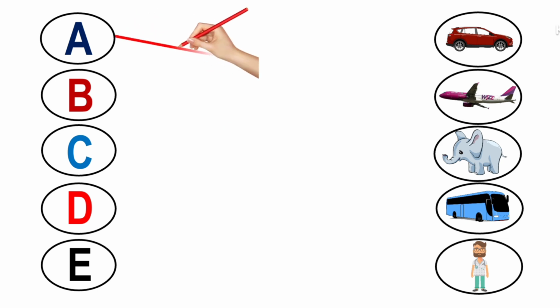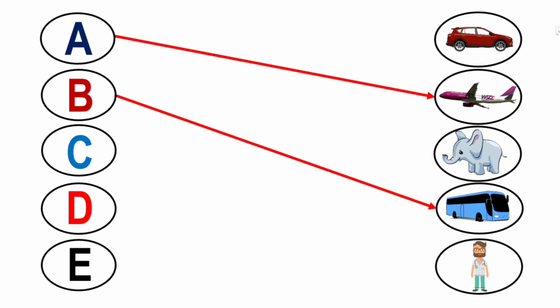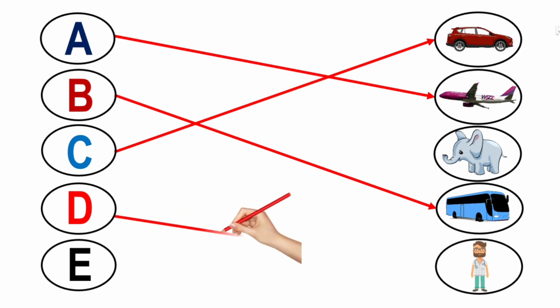A for airplane. B for bus. C for car. D for doctor.